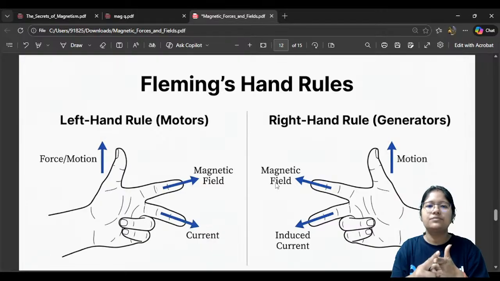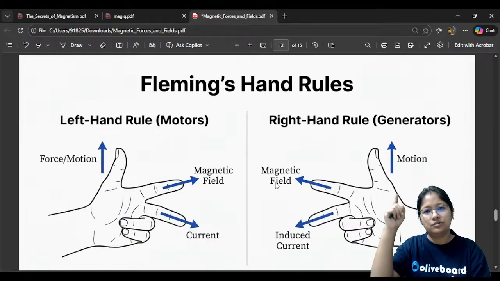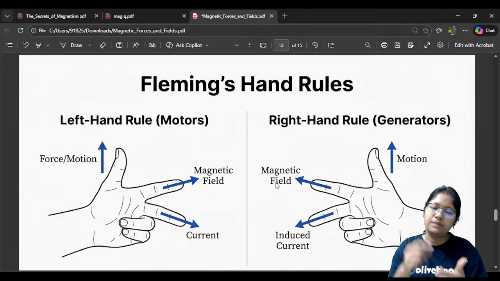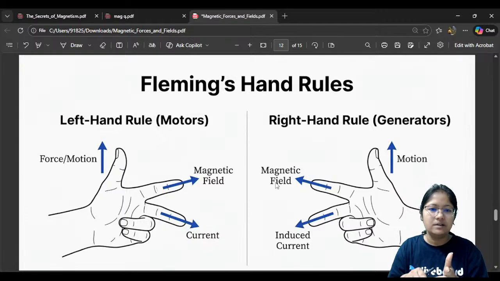Okay. B is for magnetic field. There also B a cos theta. There also B was for magnetic field. So here B is for magnetic field only. B is for magnetic field and I is for current. So it will give you the force, magnetic field and current.